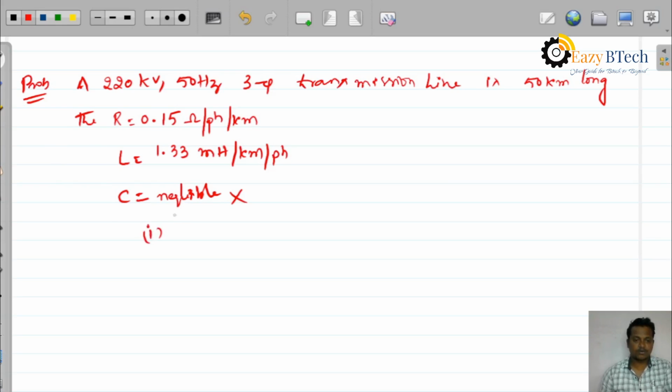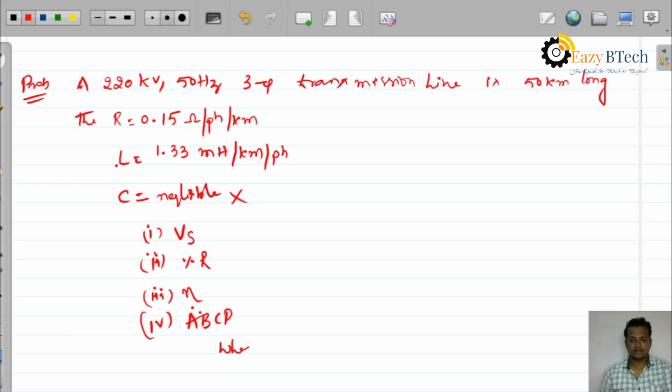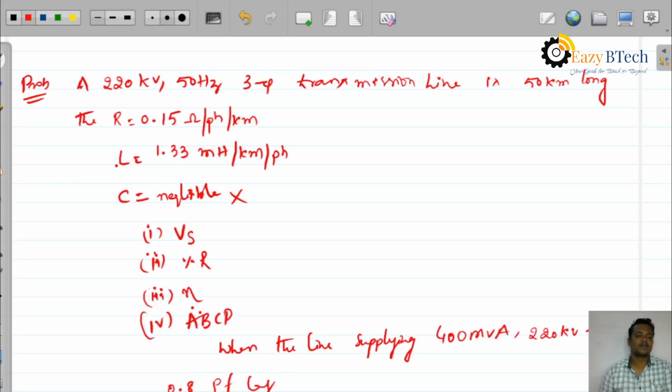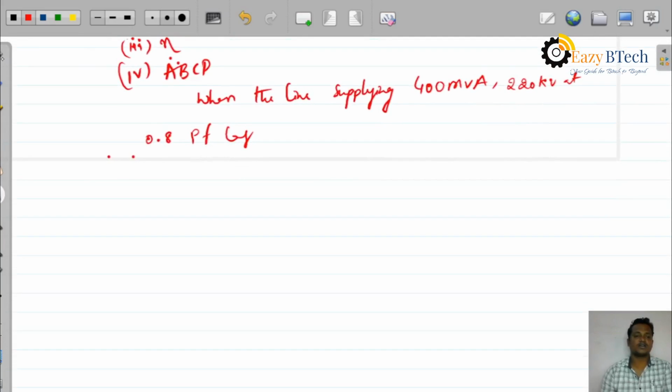Here we have to find the voltage at the sending end, then the percentage regulation and efficiency of the transmission line, and also the ABCD parameters of the transmission line. When the line is supplying 400 MVA at 220 kV at 0.8 power factor lag, this is the problem given. I have to find the ABCD parameters, sending end voltage, sending end current, regulation, and efficiency.